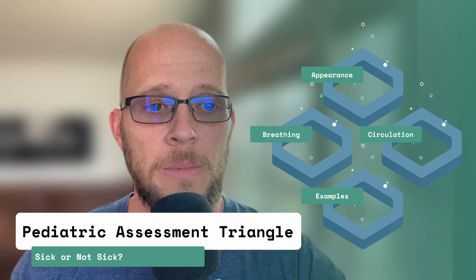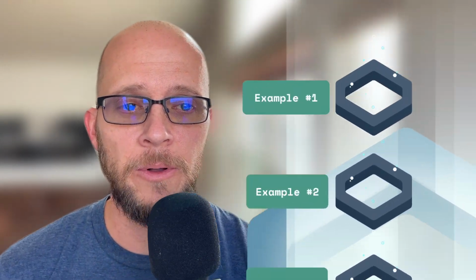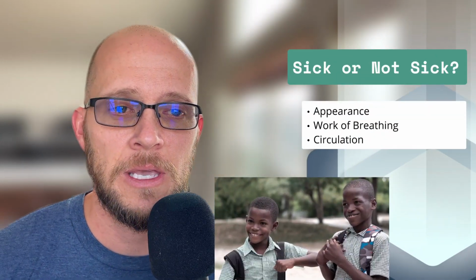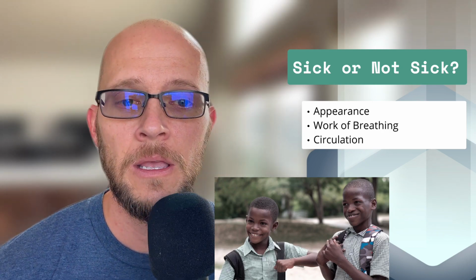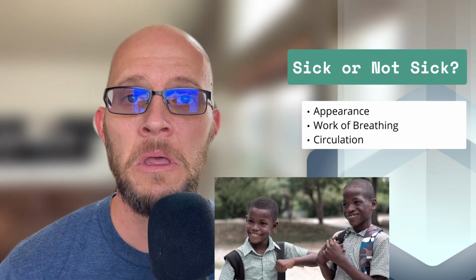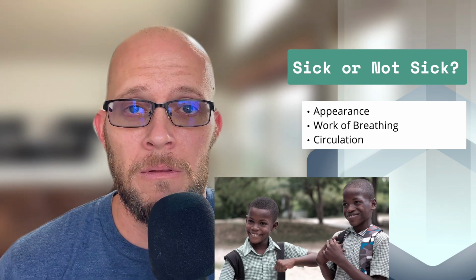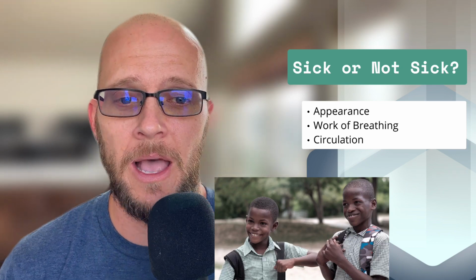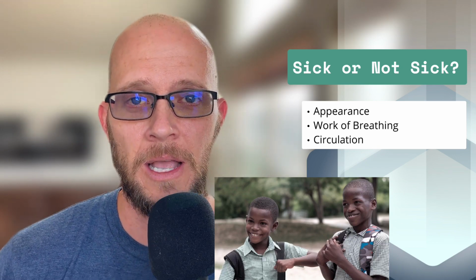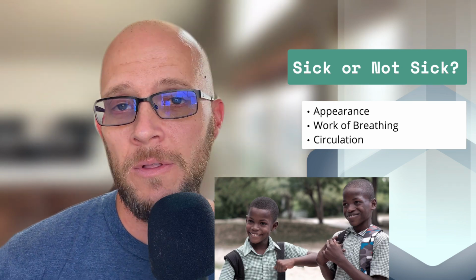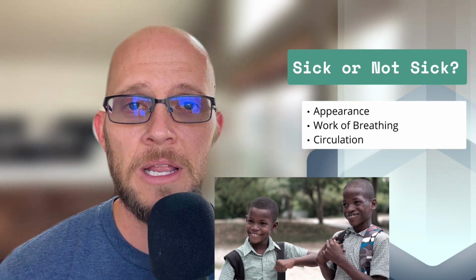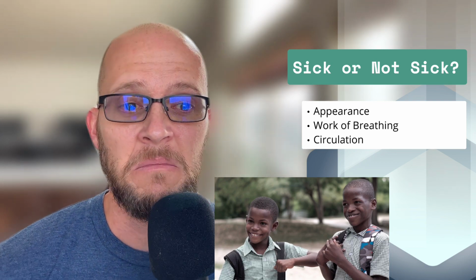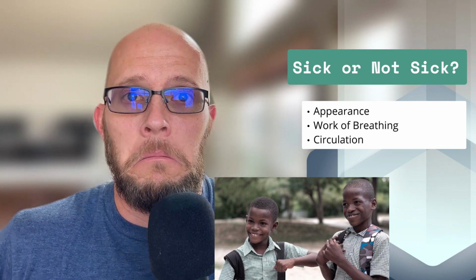So let's dive into some examples. For our first example, what do you think about these two kids? Are they sick or not sick? When you first look at them, what are you looking at? Their appearance, right? They look happy. They look okay. They're walking in, high-fiving each other, bouncing off the walls, yelling and screaming, playing. Then you look at their work of breathing. And remember, you haven't even touched the patient. This is across the room just looking at them. So their work of breathing, they're yelling and screaming, playing, having fun. Great, cool. It hasn't gotten any points yet.